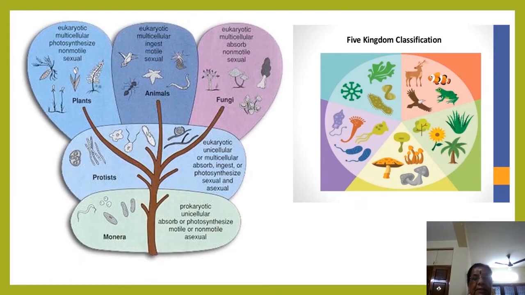it is the Five Kingdom Classification. This is a pictorial representation, normally called a tree chart, where from the base it branches out. So this classification, as I said: Monera, Protista, Fungi, Kingdom Plantae, Animalia. The first classification is Monera.